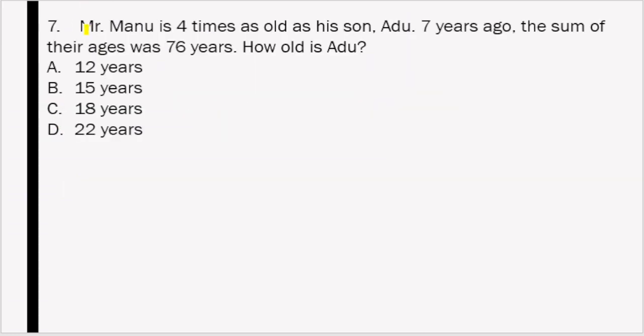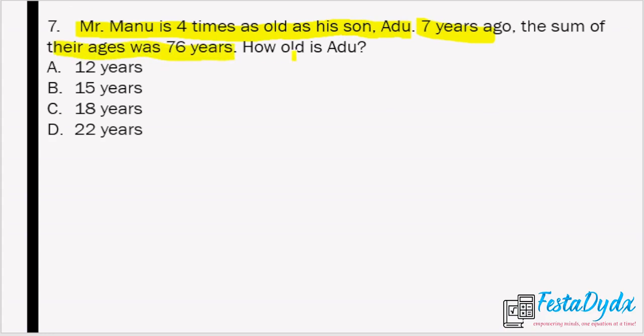So for question number 7, we have: Mr. Manu is 4 times as old as his son, Adu. 7 years ago, the sum of their ages was 76 years. How old is Adu? So let's break this bit by bit. Let's start with: Mr. Manu is 4 times as old as his son, Adu.